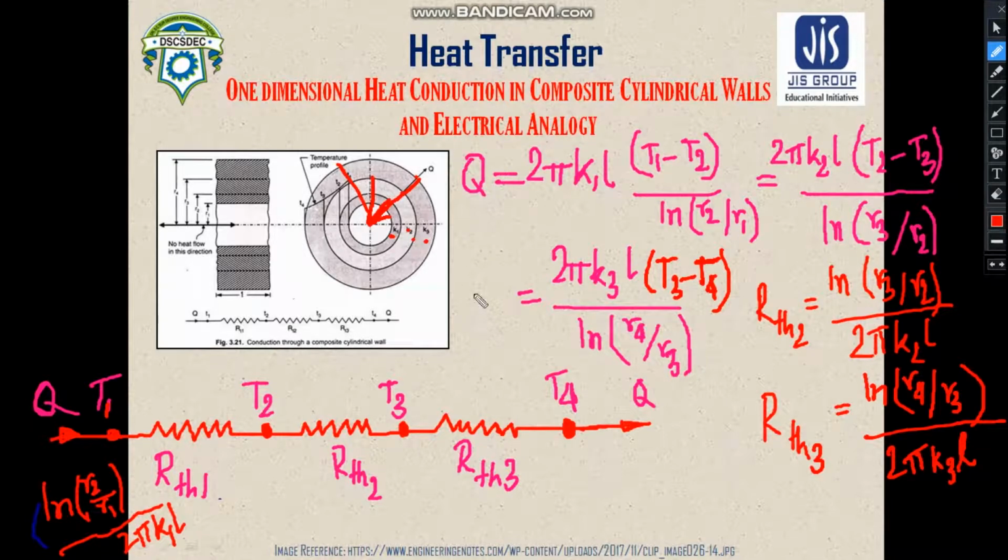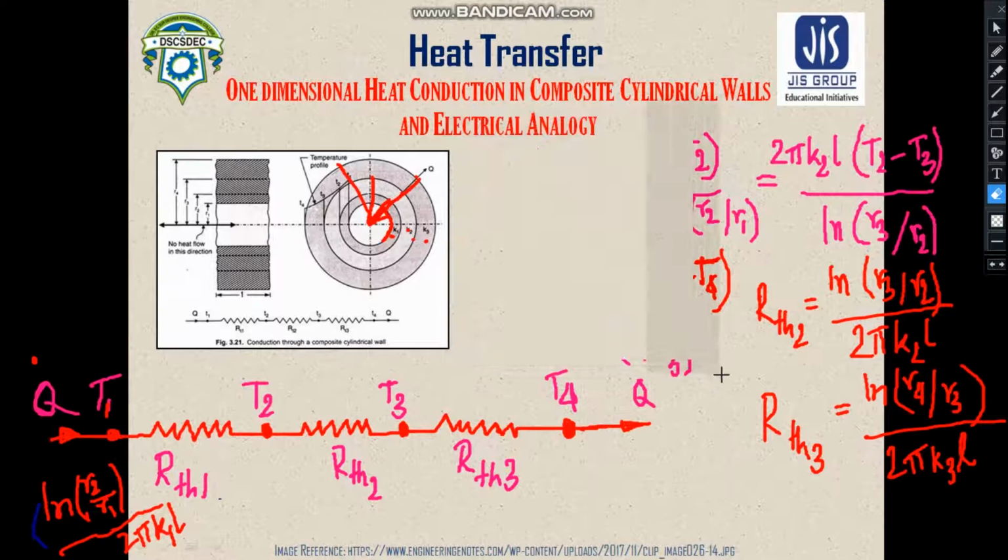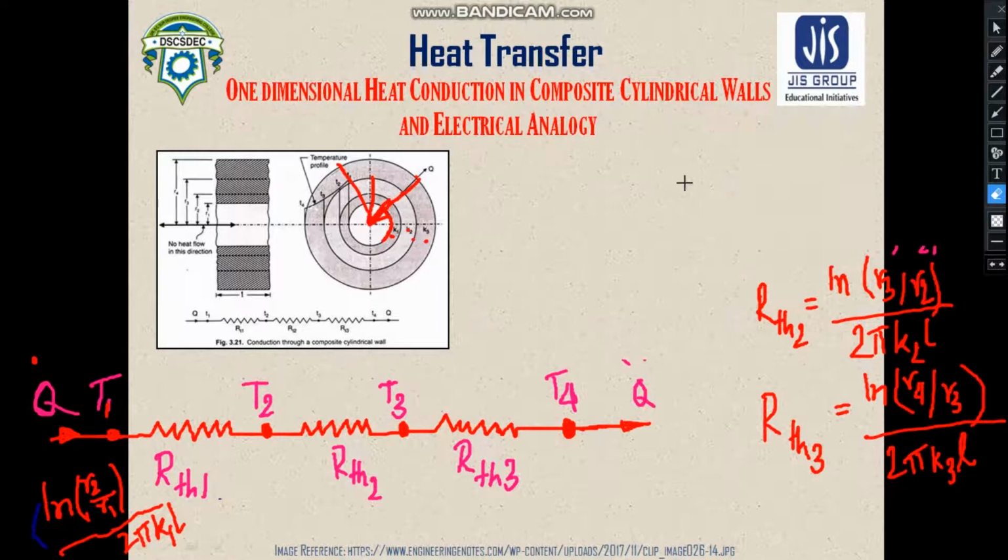So what I was trying to say is that we need to express this heat transfer rate in terms of the boundary temperatures. That means the temperature of the innermost cylinder and the outermost cylinder. Then it is simple. Just give me some time, I will clear this up so you can understand it in a better way. So it would be T1 minus T4 divided by the sum of thermal resistances.